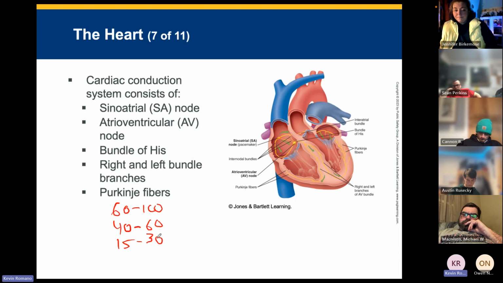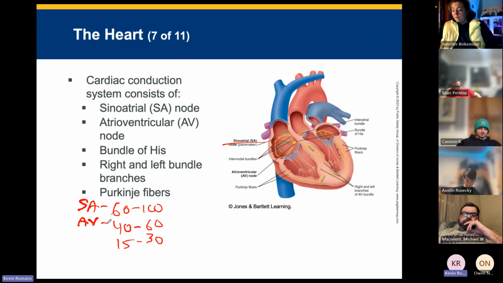So why did I write down all these different numbers? These are what they call intrinsic rates. The SA node has an intrinsic rate of 60 to 100 in the adult heart. Greater than 100 is tachycardia, less than 60 is bradycardia. If the SA node fails, your AV node then takes over with an intrinsic rate of 40 to 60. It's your backup generator of the heart.